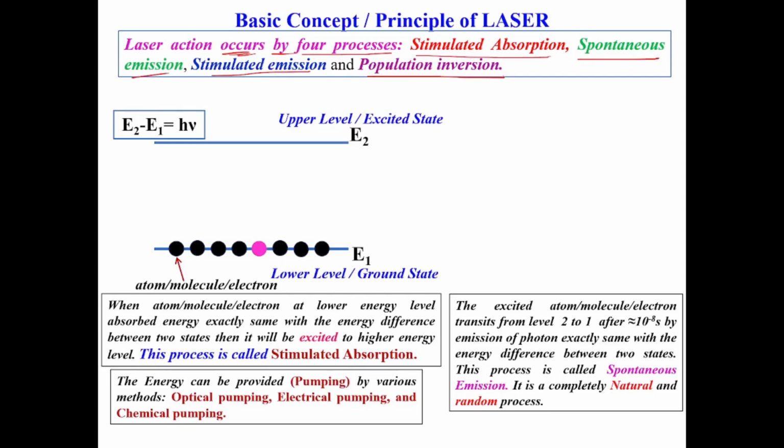Here you can see, suppose we have a two-level system. This is the ground state or lower level, and this is the upper level or excited state. At the initial stage, suppose all the atoms, molecules or electrons are in the ground state or lower level. If we provide energy from outside, then the atom, molecule or electron will be excited to the excited level like this.